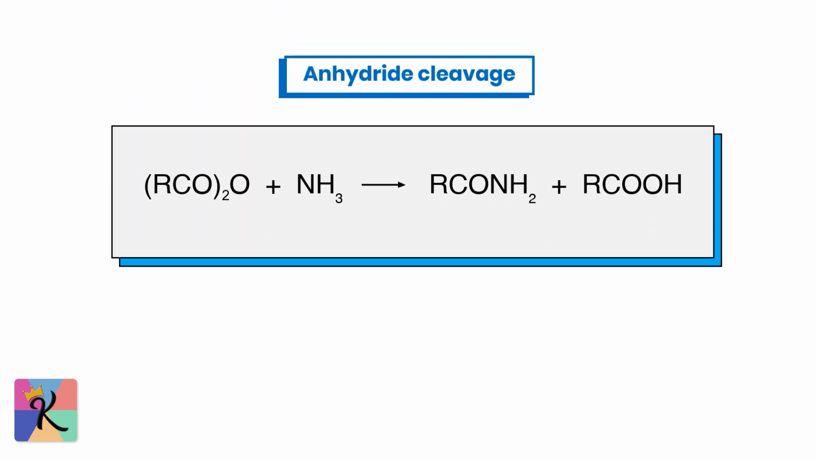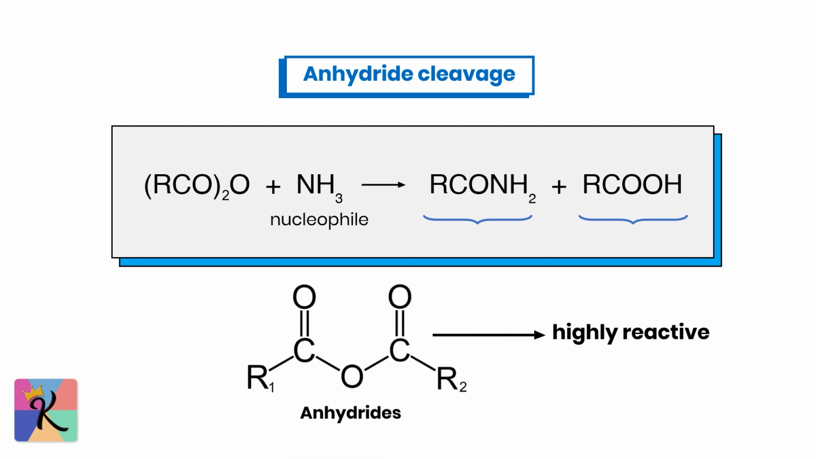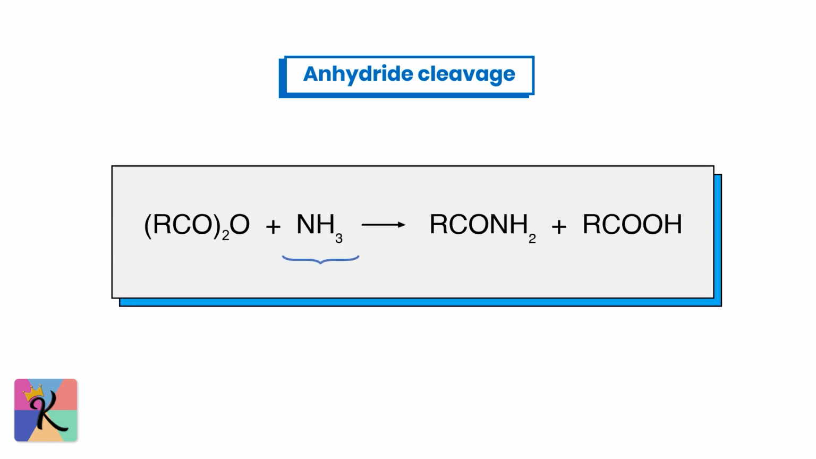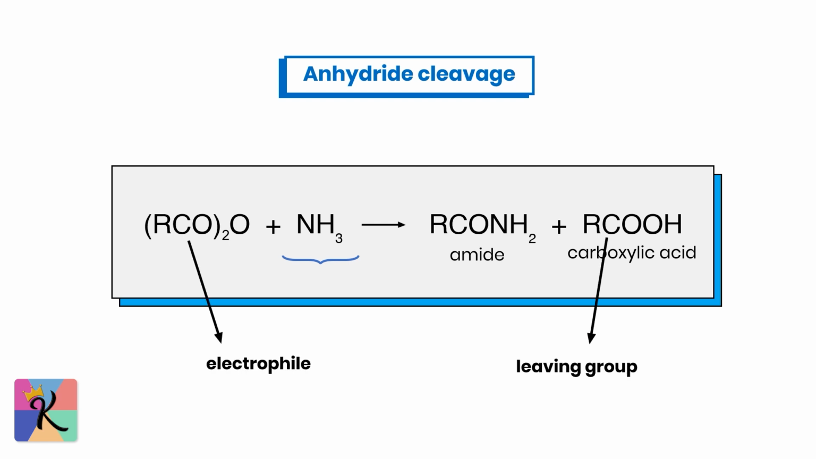In anhydride cleavage, a nucleophile attacks the carbonyl carbon of the anhydride, breaking the molecule into two parts. Anhydrides are highly reactive due to their structure, which contains two adjacent carbonyl groups, making them more electrophilic. For example, when ammonia reacts with an anhydride, the nucleophile attacks one of the carbonyl carbons, forming an amide and a carboxylic acid. The carbonyl carbon serves as the electrophile, and the carboxylic acid acts as the leaving group.